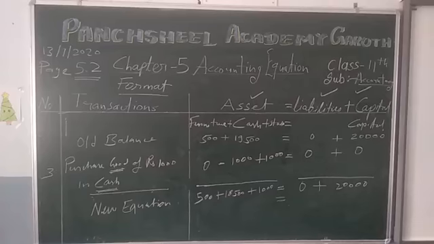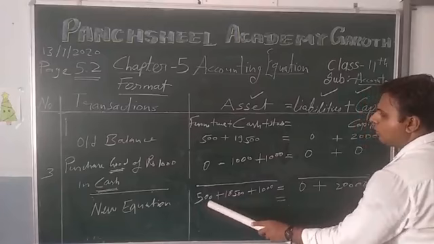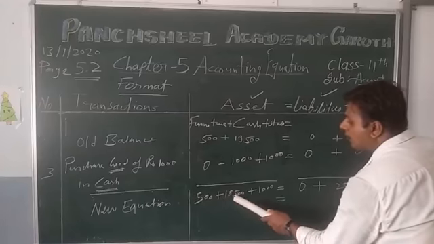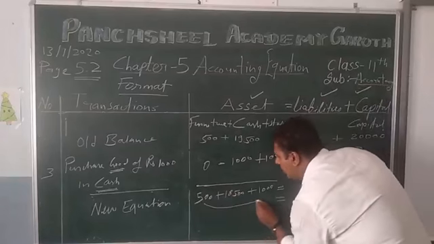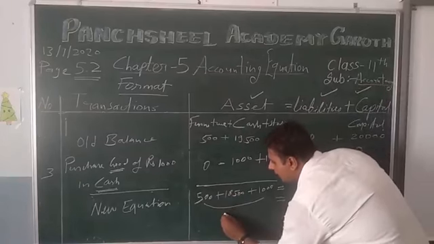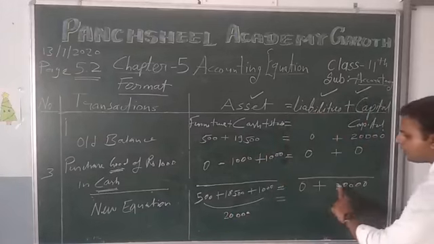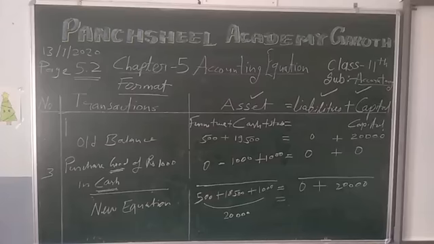Got it? So now the total: 500 plus 18,500 is 19,000. 19,000 plus 1,000 is equal to 20,000. So these three give 20,000. Again the equation is fulfilled. 20,000 is equal to 20,000. Asset is equal to liability plus capital. So we are going right. Moving toward our fourth transaction.